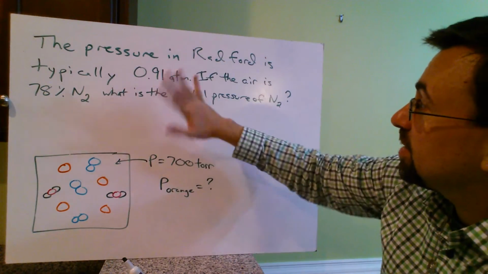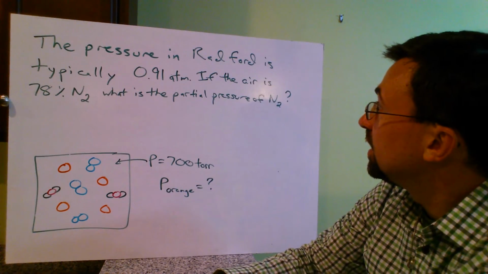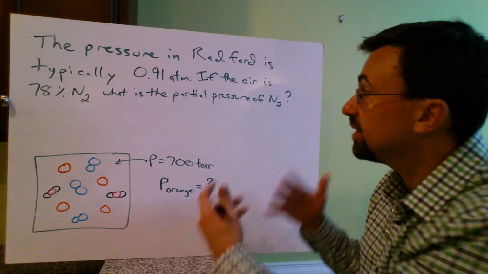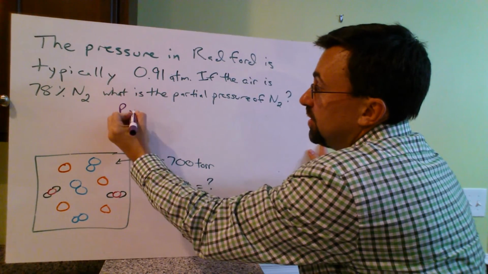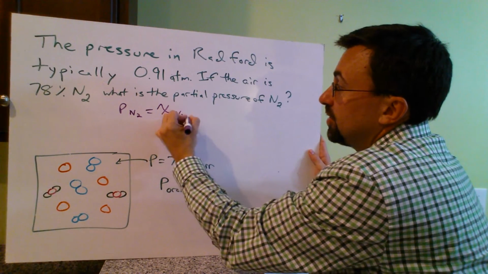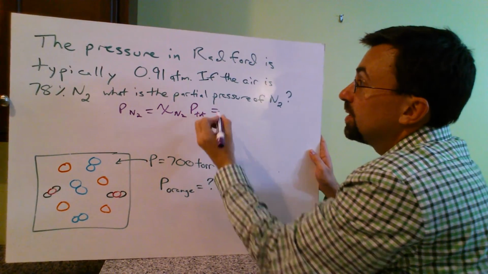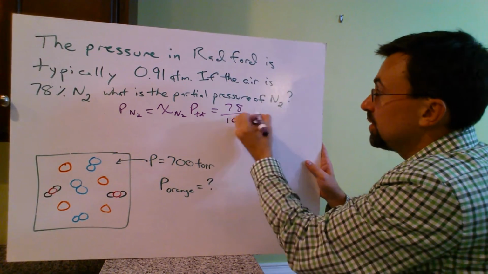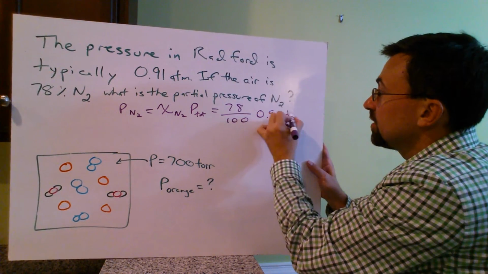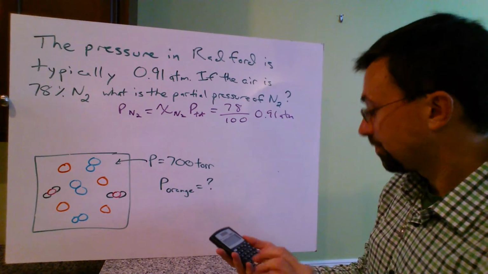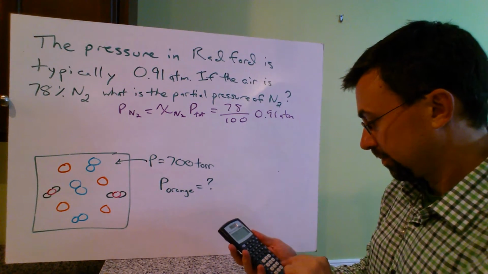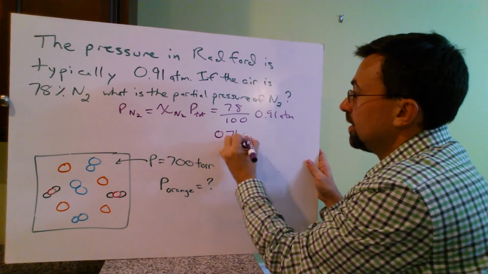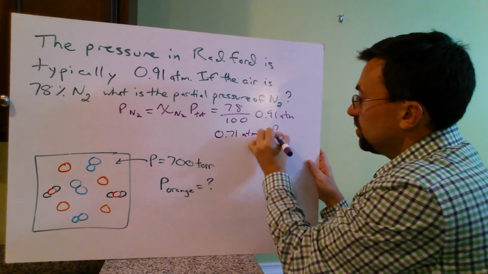The pressure in Radford is typically about 0.91 atmospheres. If the air is 78% nitrogen, what's the partial pressure of nitrogen? So again, this is as simple as pressure of nitrogen is the mole fraction of nitrogen times the total pressure. Or in this case, if it's 78%, that's 78 out of every 100 molecules times 0.91 atmospheres gives me my answer. I get 0.71 atm as the partial pressure of nitrogen.